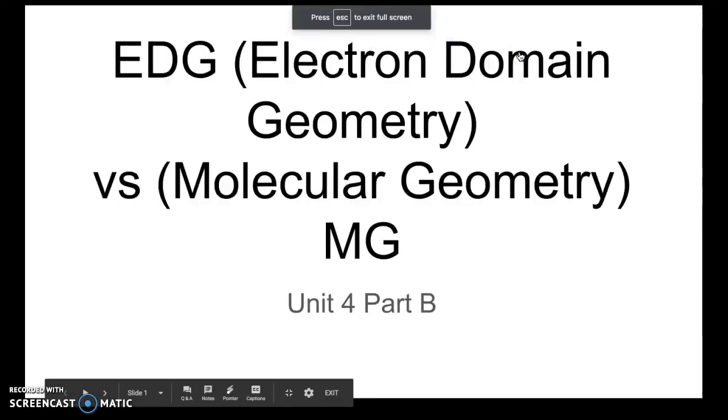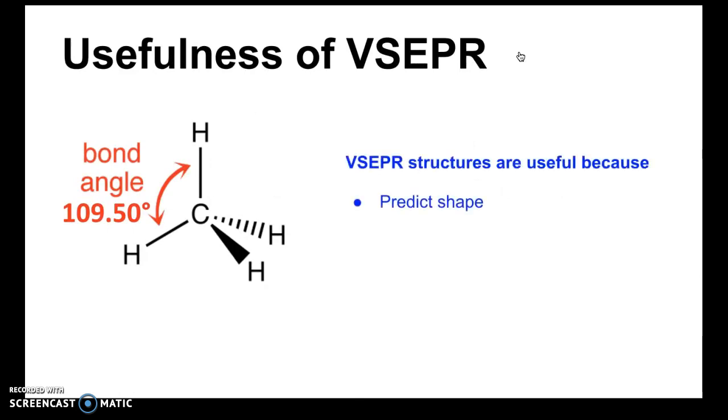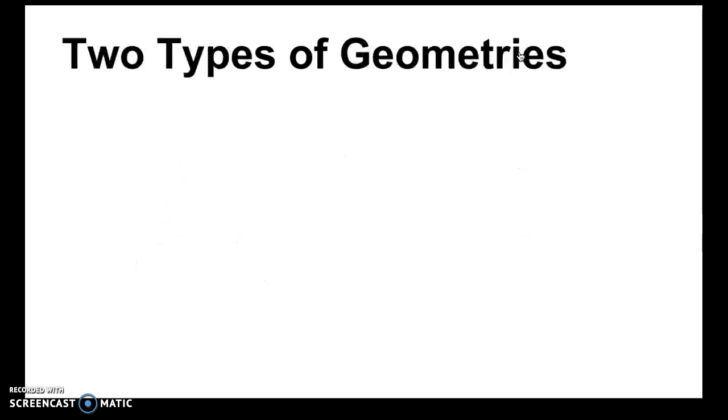Hi, welcome to the video on electron domain geometry, or EDG, versus molecular geometry, or MG. As we know, VSEPR structures are useful because they help us predict shape and bond angles. Now, from the shapes, there are two types of geometries that we can determine from VSEPR.